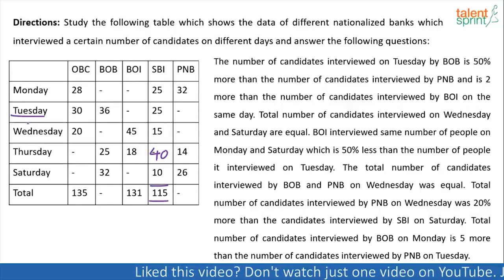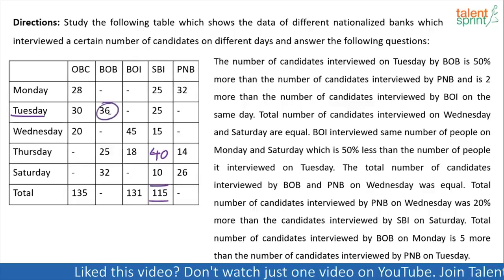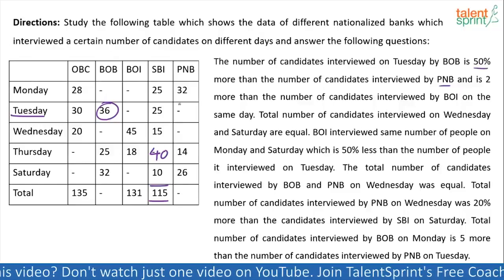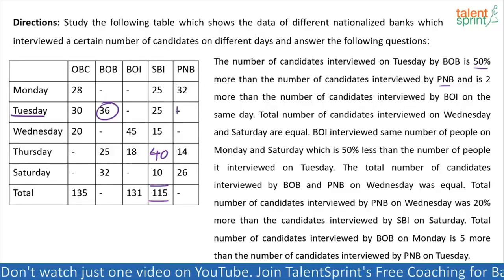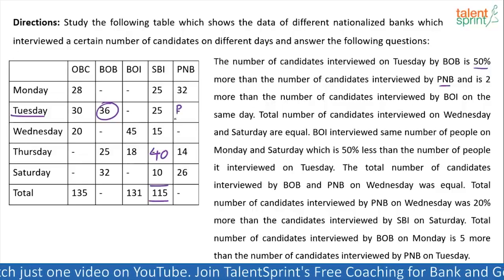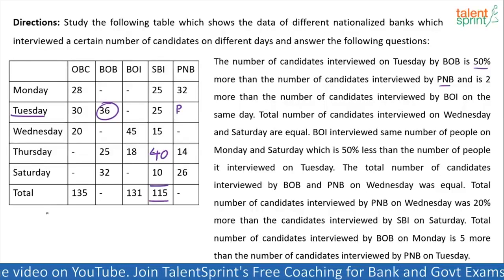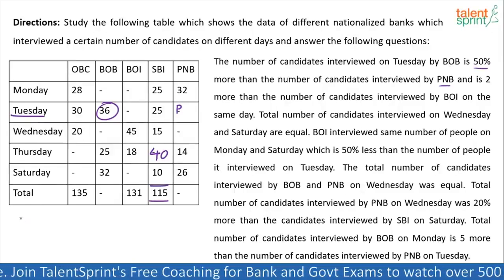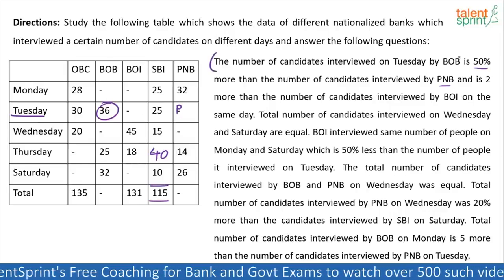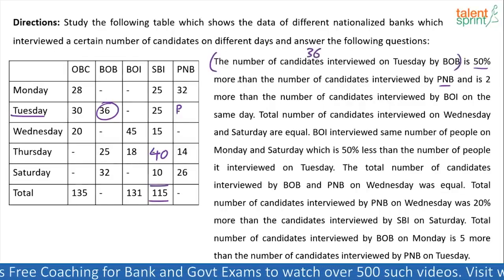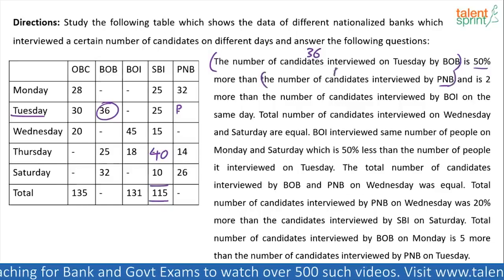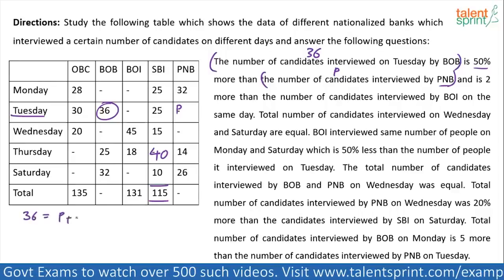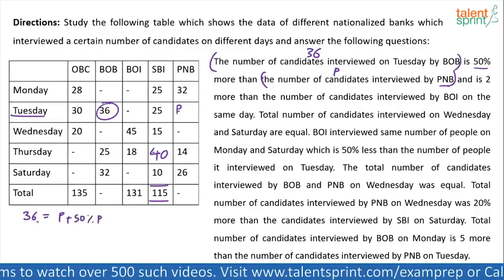Now what's the number of candidates interviewed on Tuesday by BOB? 36. So this 36 is 50% more than the number of candidates interviewed by PNB. How many candidates have been interviewed by PNB? Let's assume P. So 36 is 50% more than P. According to the first statement, the number of candidates interviewed on Tuesday by BOB is 50% more than the number interviewed by PNB. So you can replace this data by 36. 36 is 50% more than what? P. Which means 36 is equal to P plus 50% of P. Yes or no? 50% more than P.